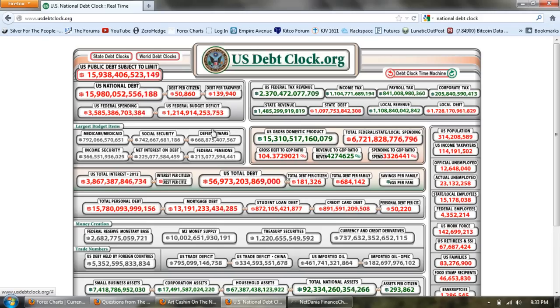Now, how is that possible? Is this clock broken? Am I missing something? Is there something I'm not seeing here? How can it be that we're taking in more money, we're putting out less money, but our total debt is increasing at 10 times the rate that either the money is coming in or less money is going out? So it makes no sense whatsoever.